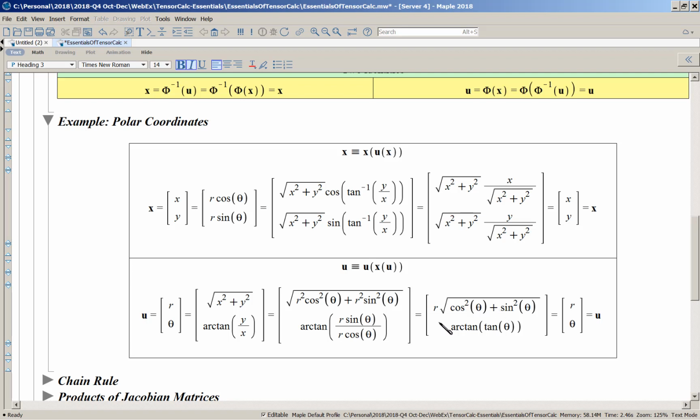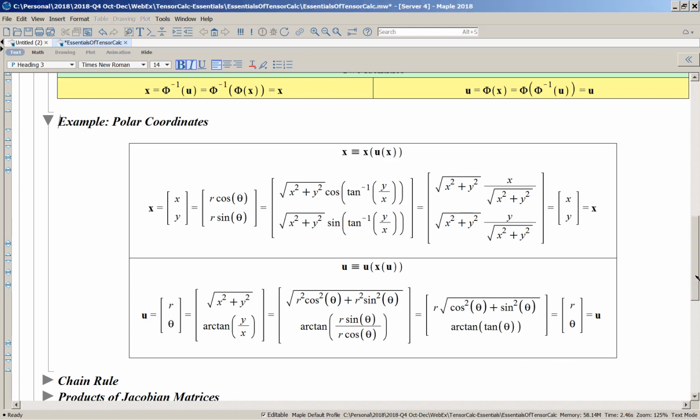Cos squared plus sine squared is 1. And here you are taking the arctangent of y over x. The r's cancel, you get sine over cosine. It's arctan of the tan. It's theta. So r, theta, that's the vector u. You have clearly seen this before, probably have done something like this once in your life, but that is the idea behind these two basic identities from which we will build a proof that the Jacobian matrices of the two transformations phi and phi inverse are matrix inverses.